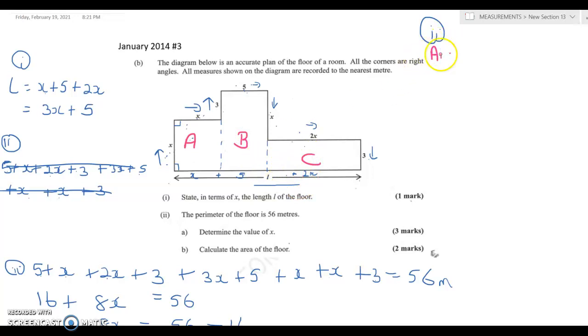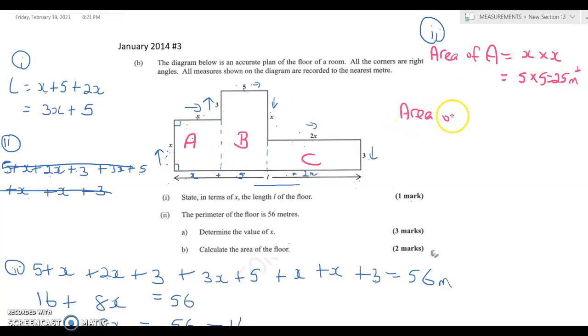So area of A, and again, that's a square, right? This side is x, and here will be x as well, right? So that's side times side. So that's x times x. x is 5, so 5 times 5, 25 meters squared.